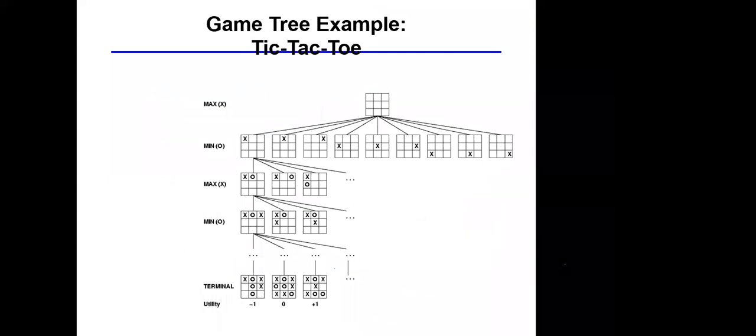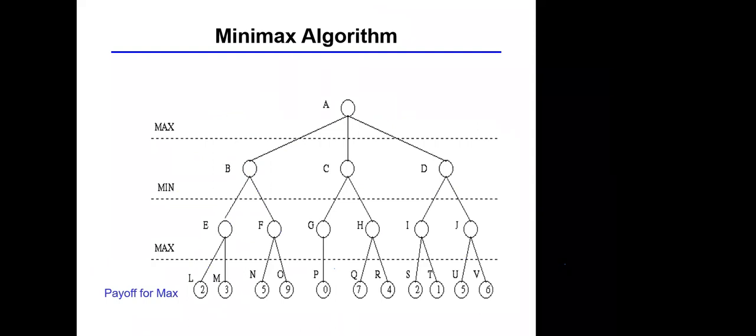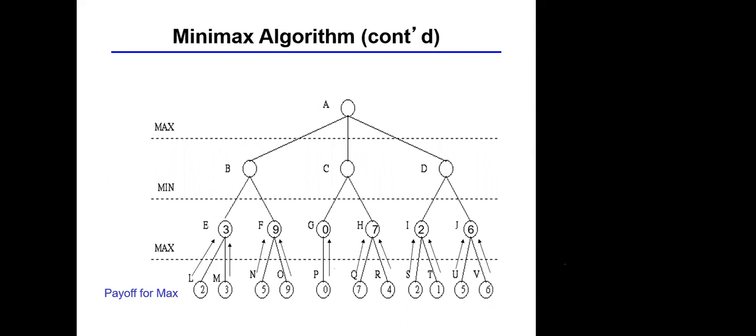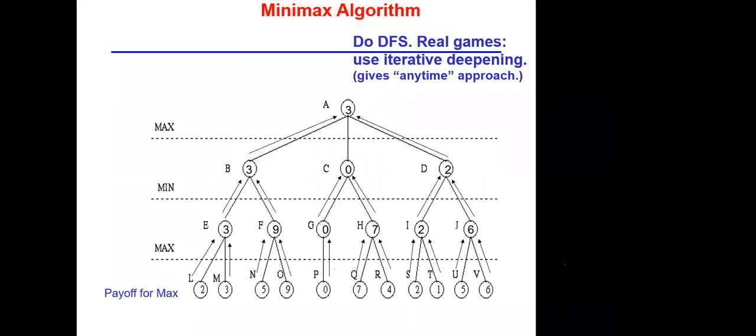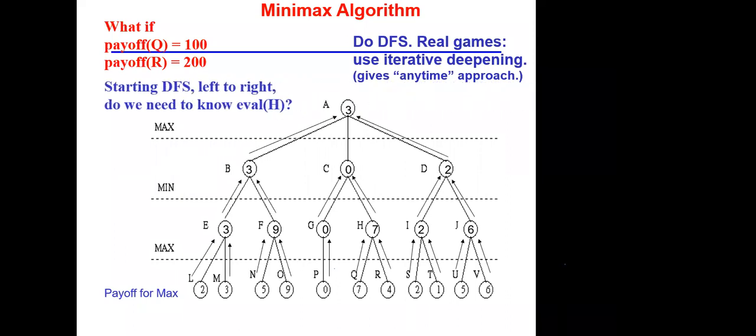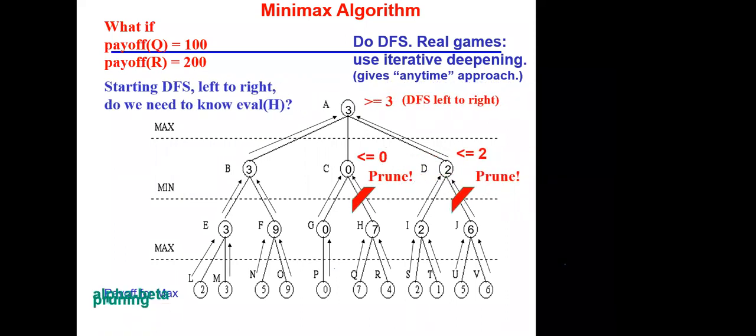That is a game tree example of tic-tac-toe. We are starting with max, then min, and then terminal states and utilities. So that is your min-max algorithm. You have already studied this min-max algorithm. That is continued with DFS and weights, whatever the payoff will be.